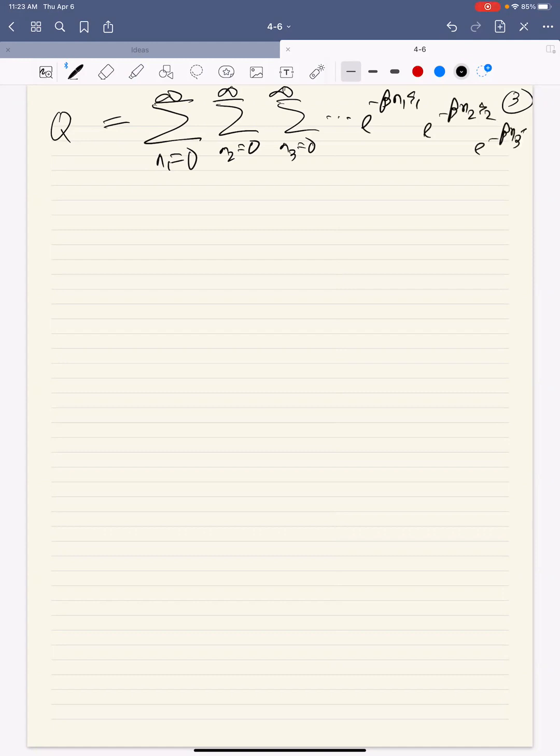So N1 is going from 0 to infinity. N2 is going from 0 to infinity. N3 is going from 0 to infinity, dot, dot, dot, multiplied by e to the power minus beta n1 epsilon 1, e to the power minus beta n2 epsilon 2, e to the power minus beta n3 epsilon 3, dot, dot, dot, right? So what I'm saying is that this one can be brought over here. This has no n2 dependence. This one can be brought over here. It has no n1 or n3 dependence, so on and so forth, right?